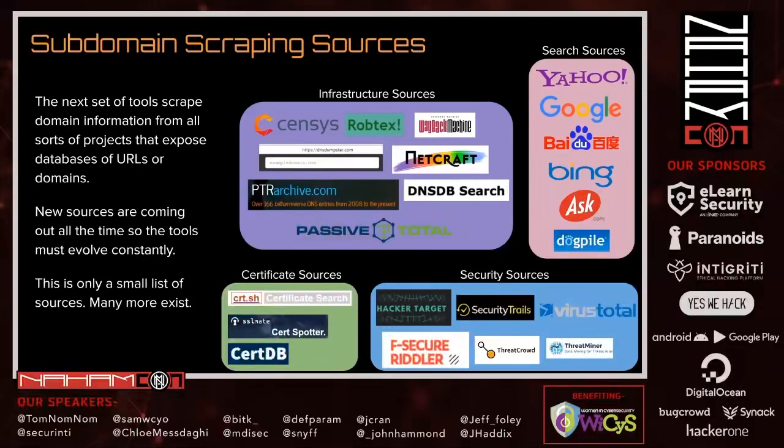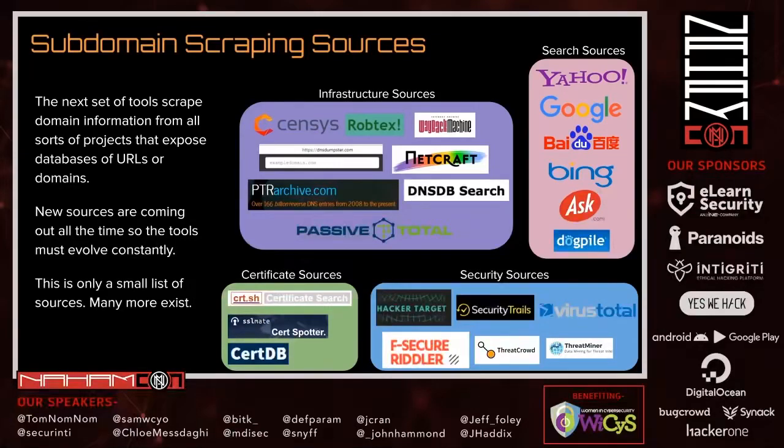So subdomain scraping sources are the crux of the next two tools we're going to talk about. And there's all kinds of sources out there on the internet, right? There's a whole bunch of sites like Netcraft and RobTex and DNSDB and DNS Dumpster, which are basically websites that house databases of URLs or domain information. And it's for IT purposes. It's not really for hackers or the Wayback Machine.